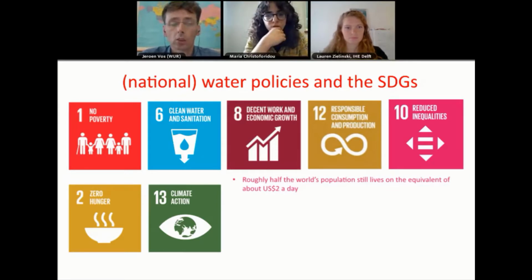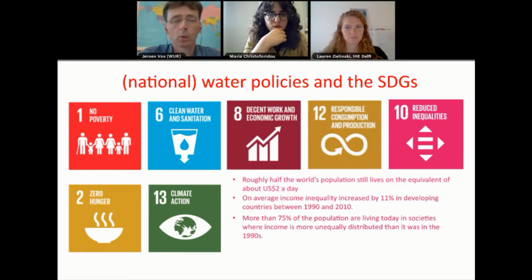But if we zoom out a little bit more, we see also the social responsibility of the companies and the consumers also related to water productivity. And also inequalities in the world are related to that. And that is actually the core business, let's say, of social water productivity. Because we have to remind ourselves that on average the income inequality increased by 11% in developing countries from 1990 to 2010. And more than 75% of the population are living today in societies where income is more unequally distributed than it was in the 1990s.